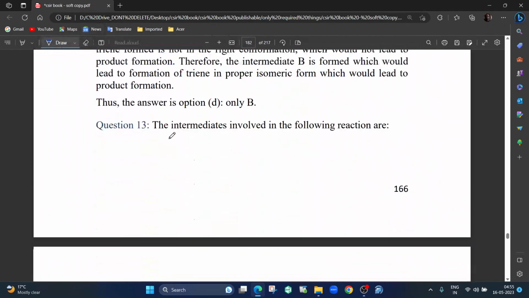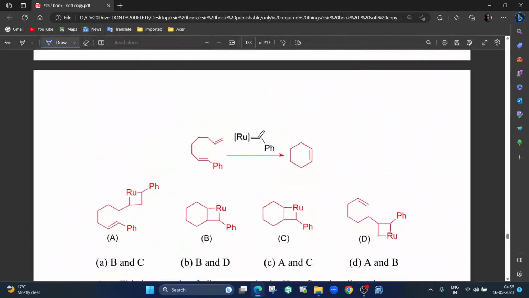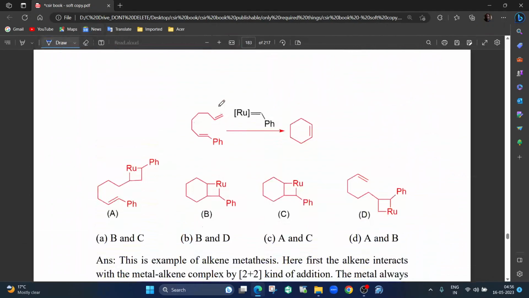Question says, the intermediate involved in the following reactions are. So you are having this molecule. This is a metathesis reaction. It's a very simple, very easy and very interesting reaction. They got the Nobel Prize for it. So what you do is basically you cut off this part and join the thing which has the metal on it. That's what metathesis is all about.